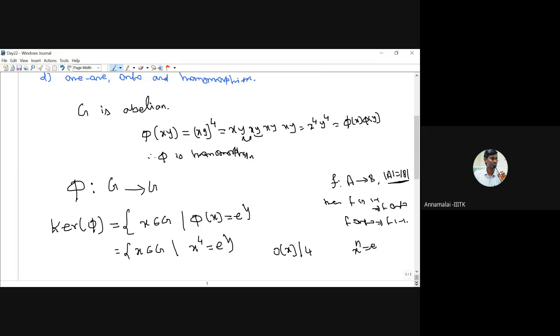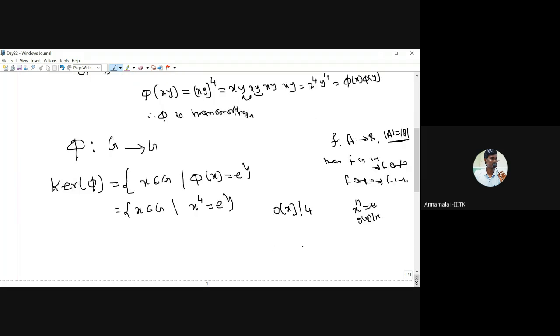But if x power n equals identity, we cannot say n is the order. But the order of x divides the number n. Now, we don't know whether 4 is the smallest positive integer such that x power 4 equals identity, but we can say the order of x divides 4. Now, what are the possible values of the order of x? Maybe 1 or 2 or 4.